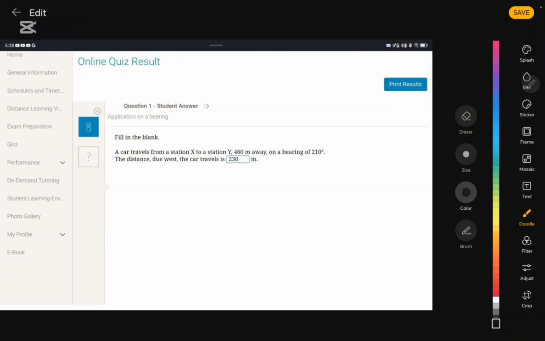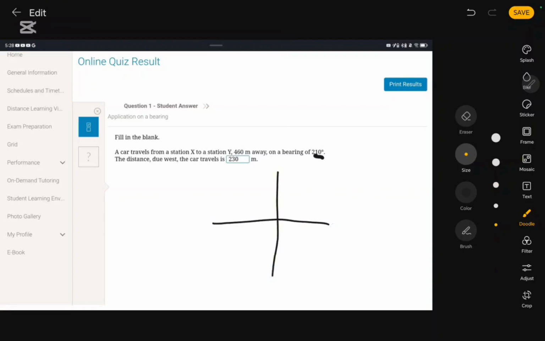Okay, over here, a car travels from a station X to a station Y, 460 meters away on a bearing of 210. The distance due west, the car travels 7 meters. Okay, first of all, usually when they give you an angle, you have to draw. So let's draw this. Now 210. So this one's 90, right? 90, 180, 210 is gonna be like right here. This is 210.